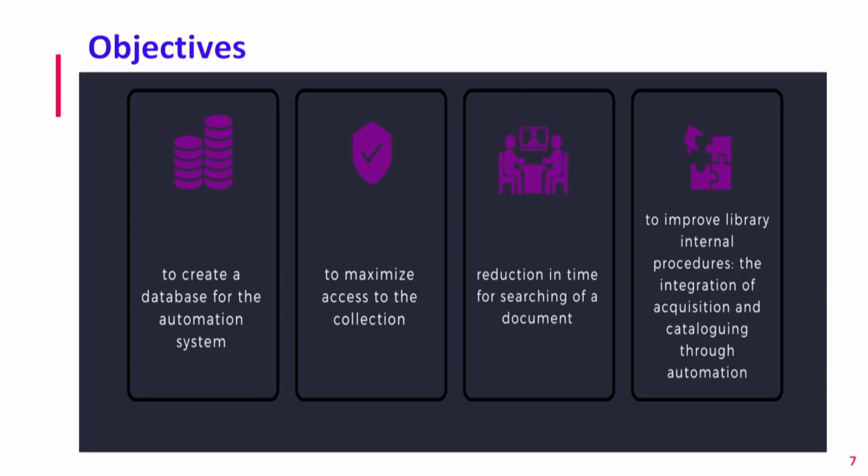So in that way, the first objective of any retrospective conversion is to create a database for the automation system. Once you make a database which the machine can read, you maximize its access. That means you are giving access to that particular resource to the maximum extent. Even a person who is not physically coming to the library will be able to access these details from outside the library. Without coming to the library, if a person is able to use that, you have given maximum discoverability for that particular document's details.